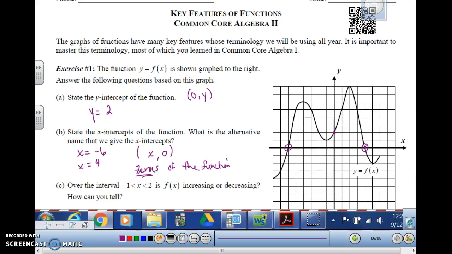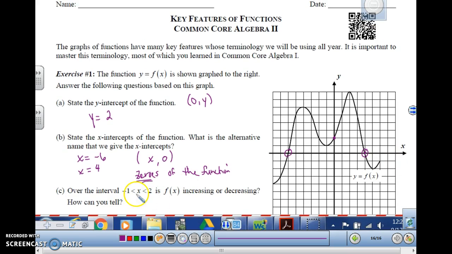Over the interval from x is greater than -1 but less than 2, is f of x increasing or decreasing? All right, so let's look at our interval. -1 for x would be right here, and 2 would be right there. So we are looking at what the function does as it goes from -1 to 2. So this is x equals -1, and this is x is equal to 2.